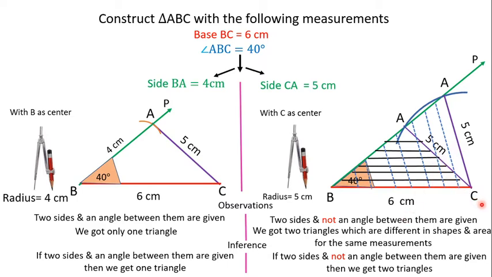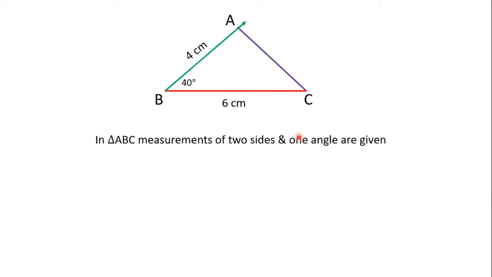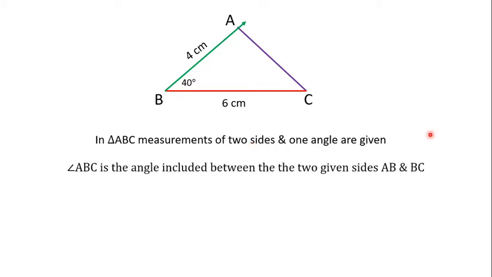Now in triangle ABC, measurements of two sides and one angle are given. So angle ABC is called the angle included between the two sides AB and BC. So friends, shall we call this angle ABC the included angle? So if these two sides and the angle between them are given, we say that two sides and an included angle are given. With this note we can now proceed further.